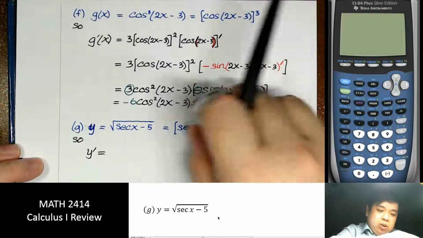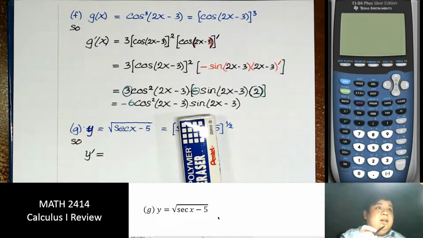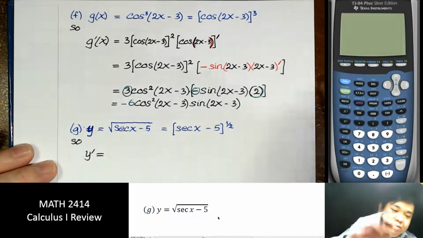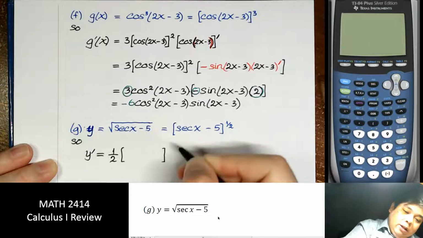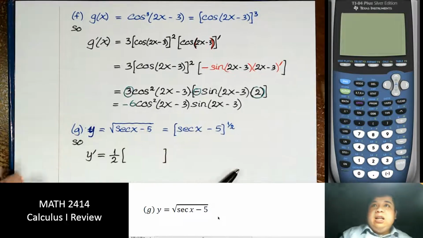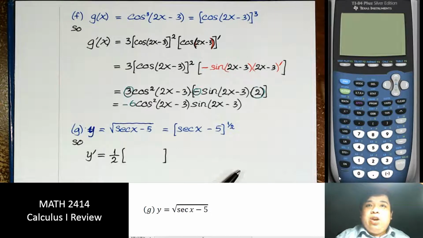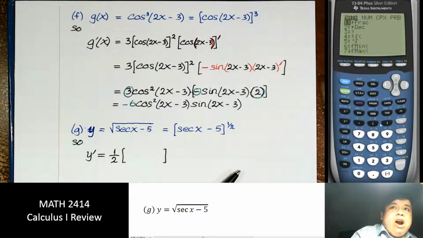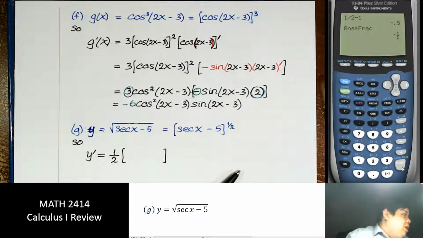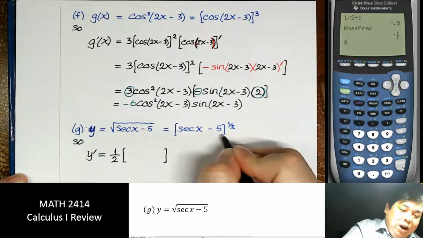Right. Derivative of something to the 1/2 power, it's going to be take out the 1/2 original power minus 1, and then the chain rule. So I have 1/2, original power 1/2 minus 1. To check to make sure the calculator works. So 1/2 minus 1, and convert to fraction. Yeah, just to make sure the calculator works. So 1/2 minus 1 is minus 1/2.